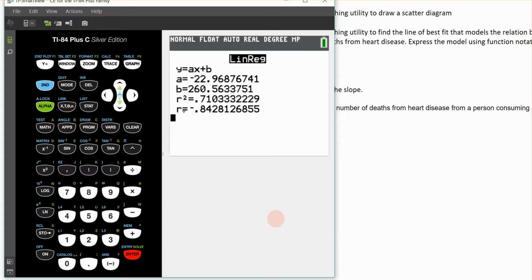Now this r squared and r, this is the diagnostic part that we turned on. r is called the linear correlation coefficient. And when you look at r, even though it's negative here, you're looking for an r value to be close to either positive or negative 1. The closer it is to positive or negative 1, the better your line is. If this value is close to 0, then that means that the line you created doesn't really fit the data you're looking at.